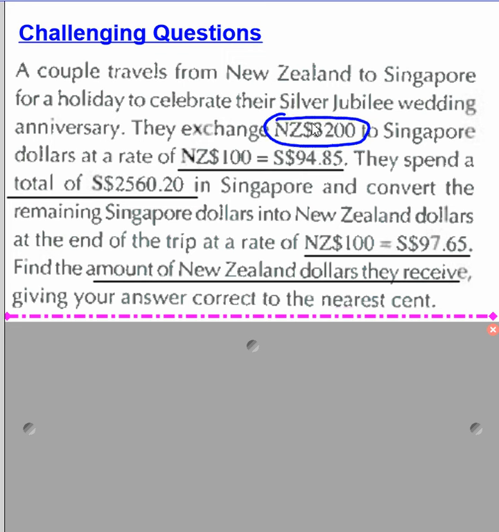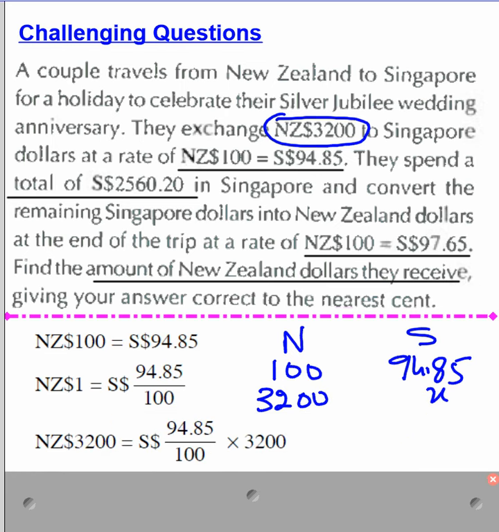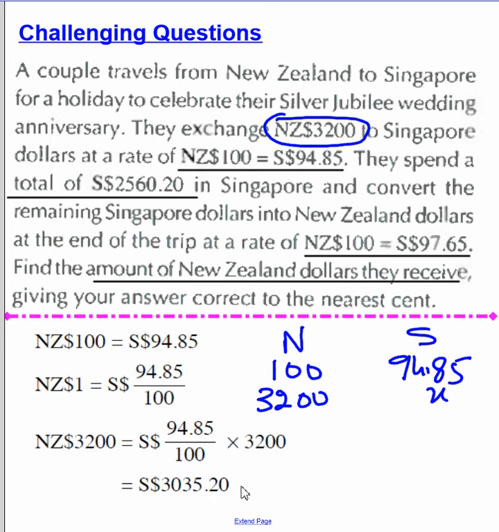3,200. So we need to see 3,200 will become what in Singaporean dollars. So let's see the first part first. So rather than the unitary method, if you want to do it the way I told you, New Zealand dollar and Singaporean dollar. So 100 New Zealand dollars is equal to 94.85 Singaporean dollars. So what will 3,200 New Zealand dollars be equal to? So you do cross multiplication and you can get it. If you are comfortable with the unitary method, you can do this method, no problem. So you got this much money, right?